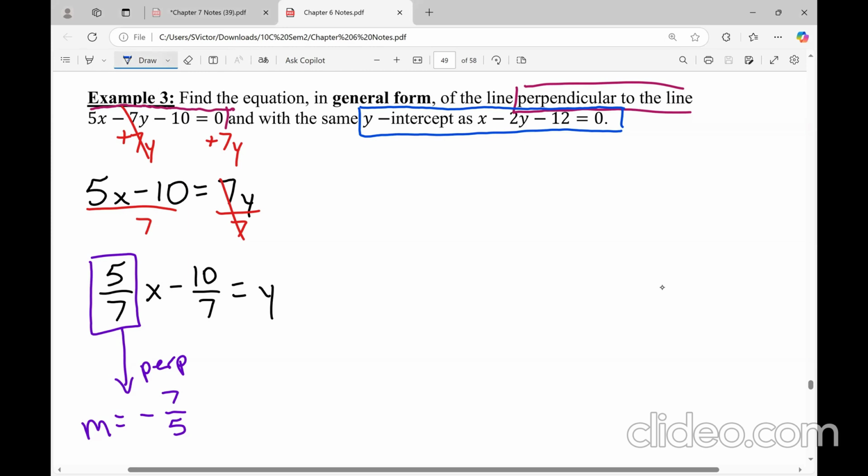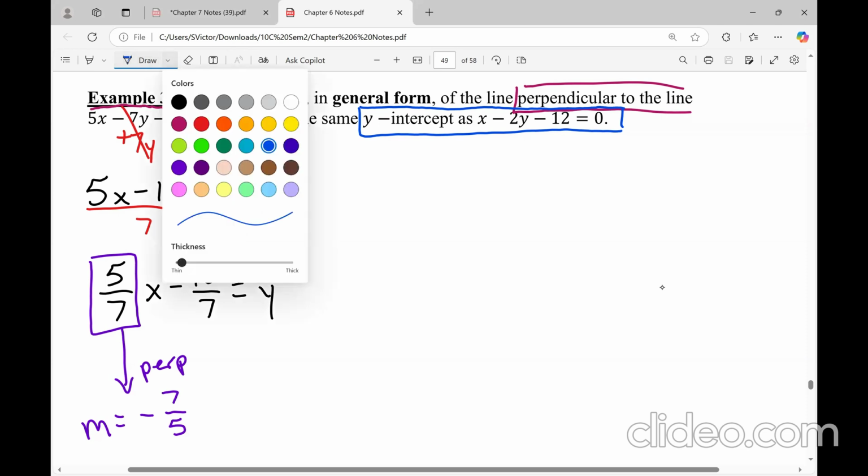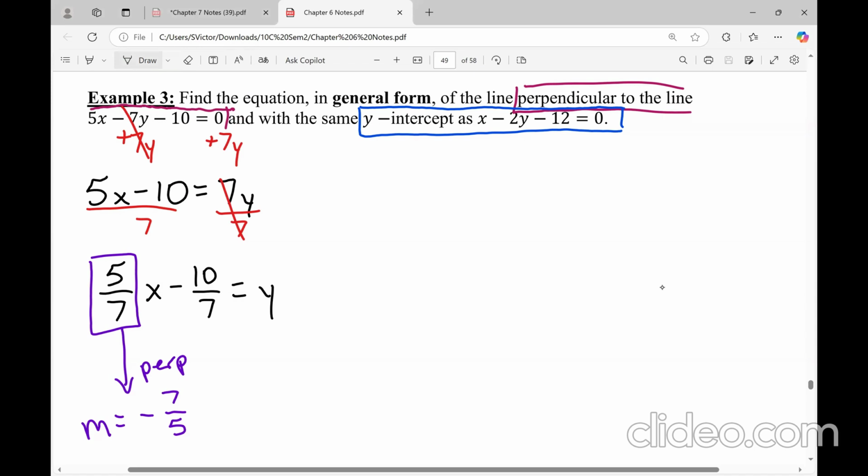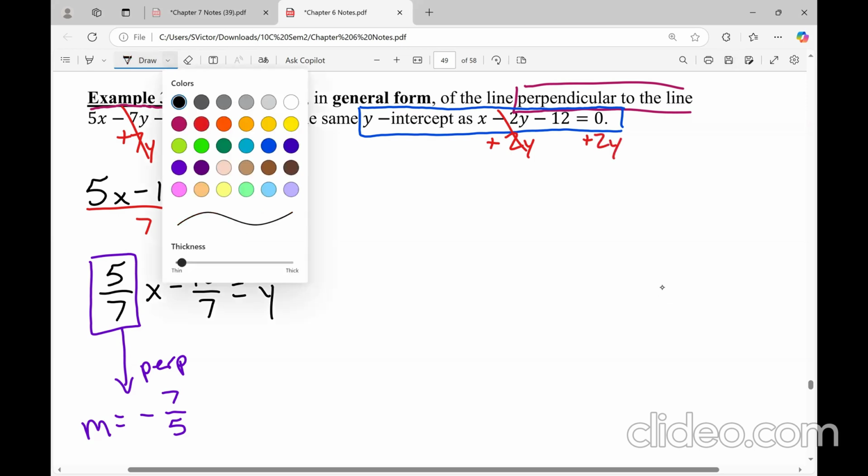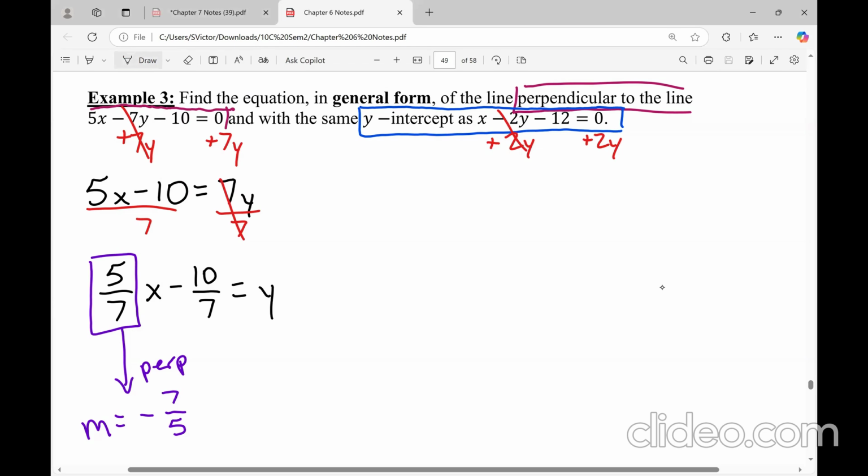Okay, so for our slope y-intercept form, we need to get y by itself. So I'm going to get this 2y by itself. Right now it's minus 2y, so we're going to go ahead and add 2y, and we'll do the same thing over here. And let's see what we have left over. On the left, we have our x minus 12, and it's going to be equal to 0 plus 2y, which is just 2y.